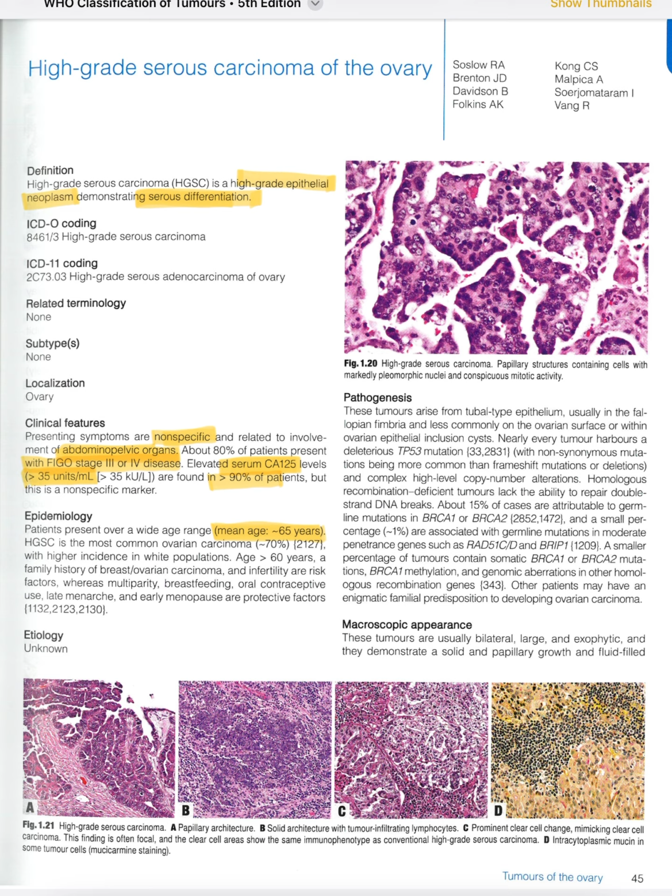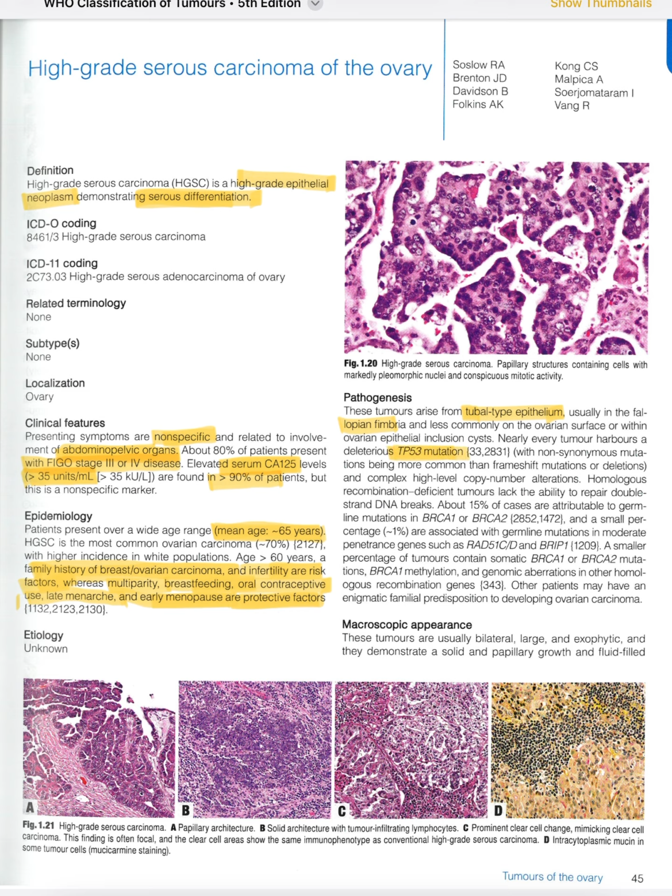Okay, family history of breast or ovarian carcinoma and infertility are the risk factors, whereas multiparity, breastfeeding, OCP, late menarche or early menopause are protective factors. If we talk about the pathogenesis, these tumors arise from tubal type epithelium, usually in the fallopian fimbria, or less commonly on the ovarian surface or within ovarian epithelial inclusion cyst.